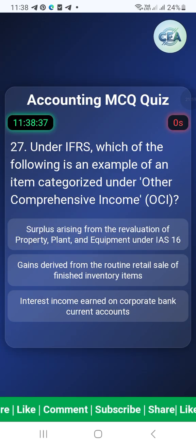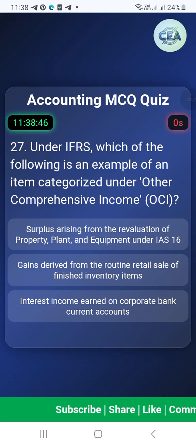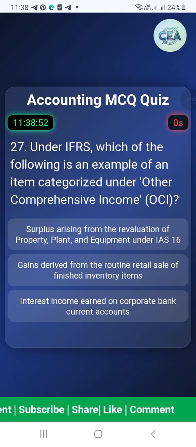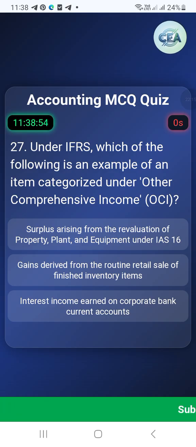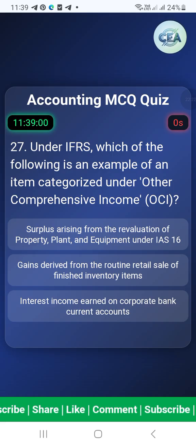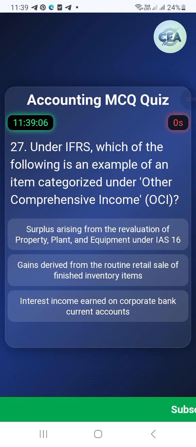27. Under IFRS, which of the following is an example of an item categorized under Other Comprehensive Income, OCI? Option 1. Surplus arising from the revaluation of property, plant, and equipment under IAS 16. Option 2. Gains derived from the routine retail sale of finished inventory items. Option 3. Interest income earned on corporate bank current accounts.